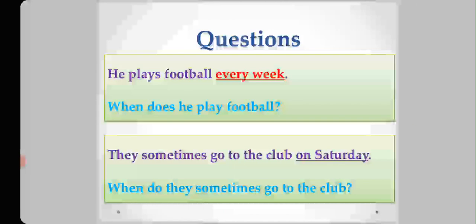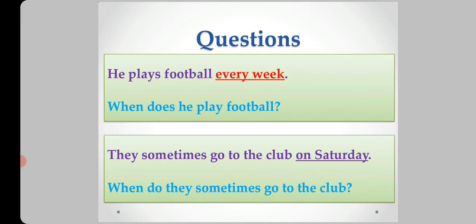What about the other way? He plays football every week. So we can ask about every week, and this is a time. And when we ask about the time, we can use when. So we can put when at the beginning of the sentence, followed by does he play without s or es, and complete the question mark.